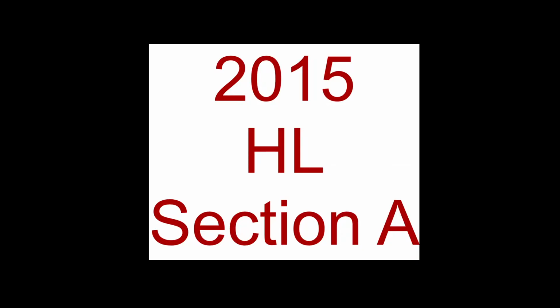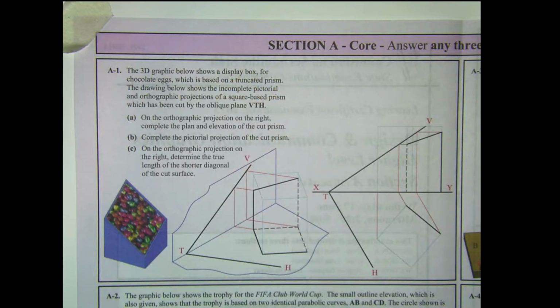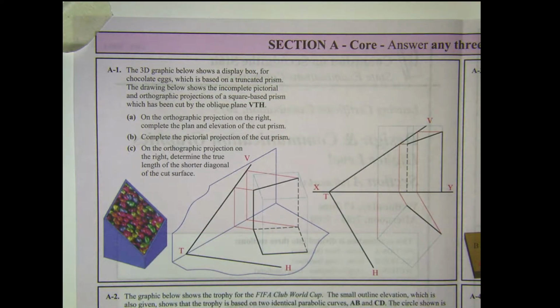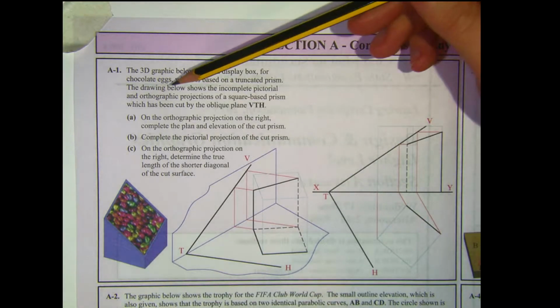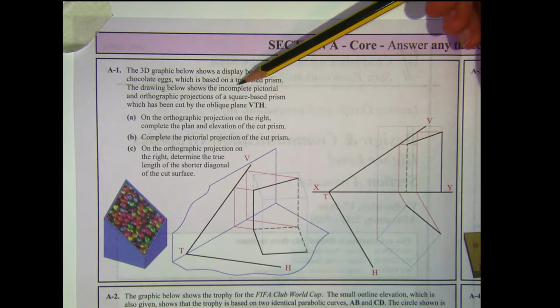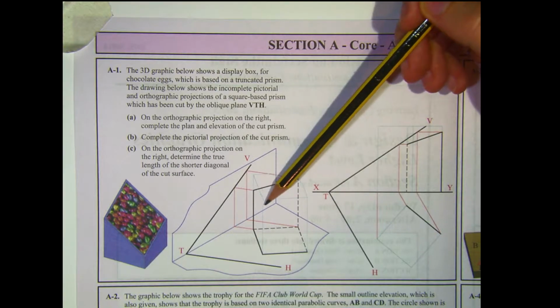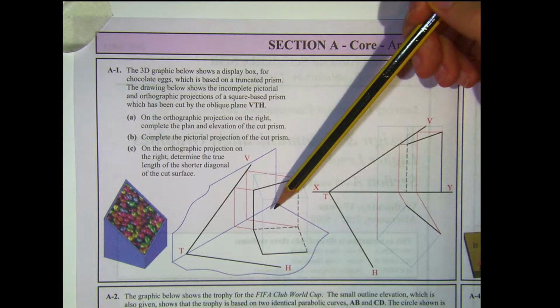This video is looking at 2015 higher level section A. So the first question here, A1, is a planes question, an oblique planes question. The 3D graphic below shows the display box for chocolate eggs. The drawing below shows the incomplete pictorial, so that's this view, and orthographic projections of a square-based prism.